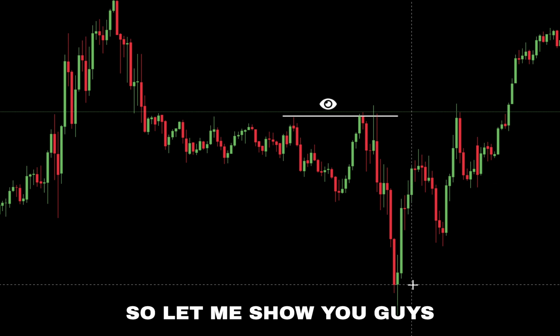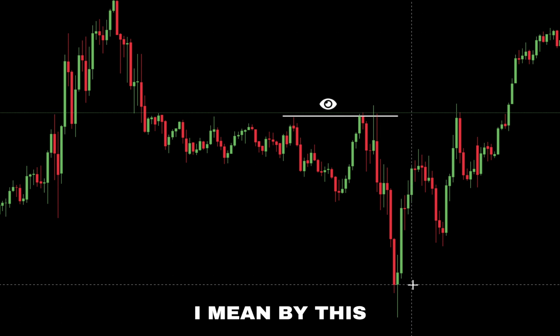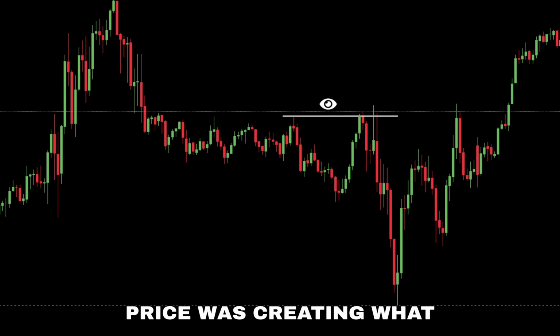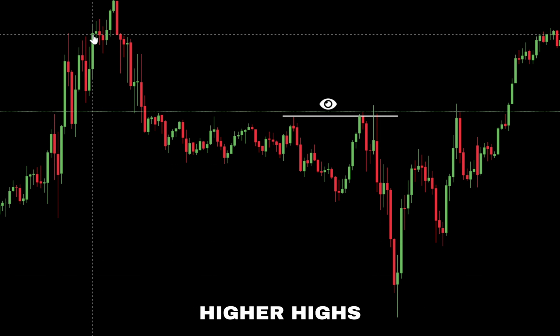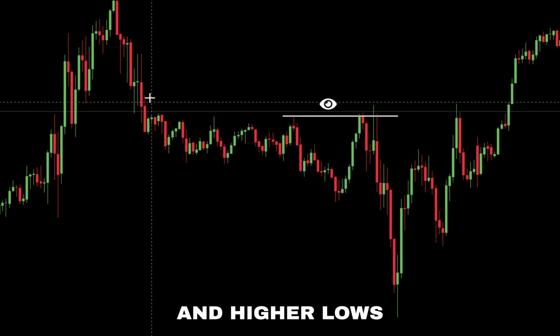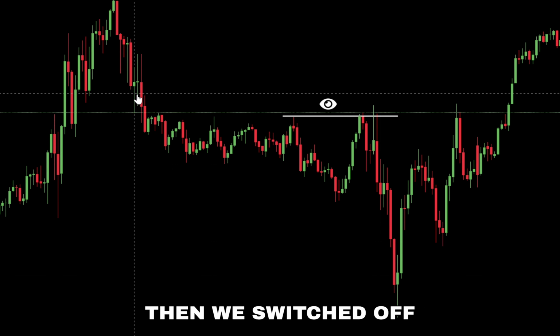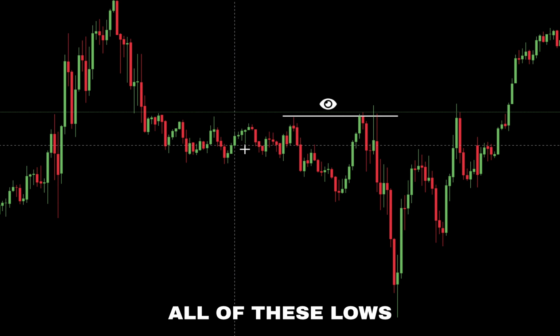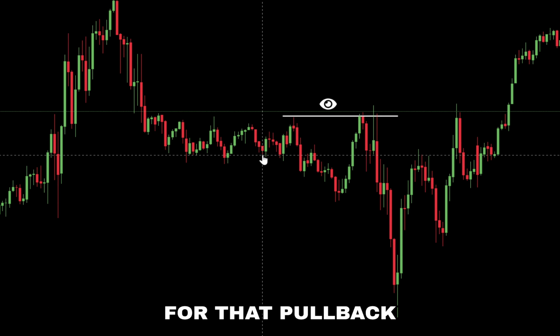So let me show you guys exactly what I mean by this. So this was a day on NQ. We can see that right in this area, price was creating what? We were going higher, creating higher highs and higher lows. Then we switched off. We started selling off. We took out all of these lows, and then we started selling off for that pullback.